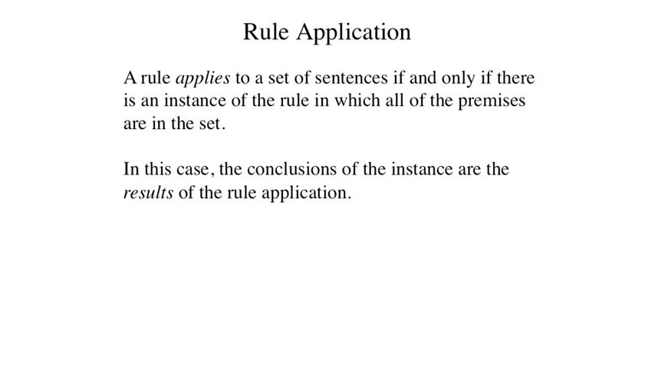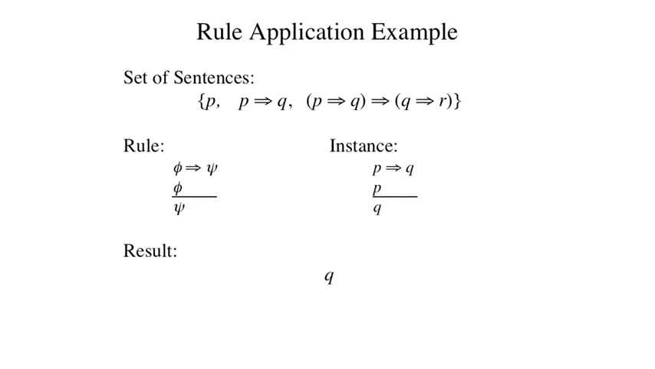A rule applies to a set of sentences if and only if there's an instance of the rule in which all of the premises are in that set. In this case, the conclusions of the instance are the results of the rule application. Here's an example. We have a set of 3 sentences to start. Our rule is implication elimination. On the right here, we have an instance of this rule. Both premises are in the set. We have p implies q, and we have p. Consequently, we can derive the result q.